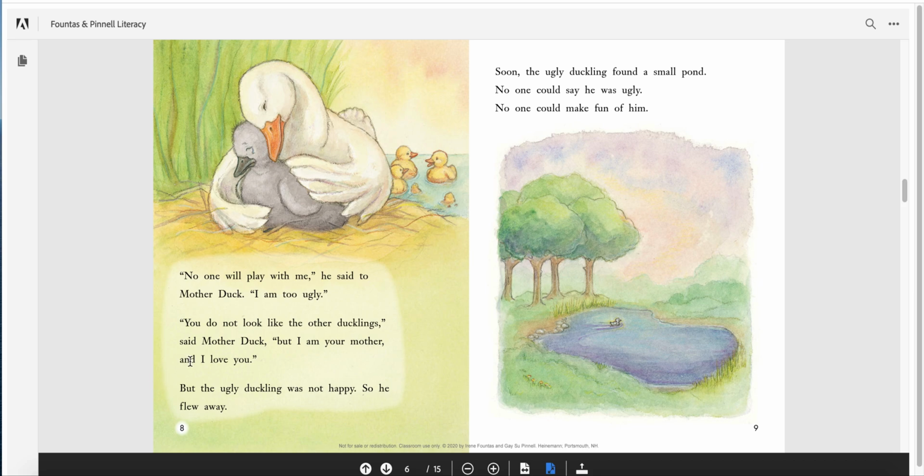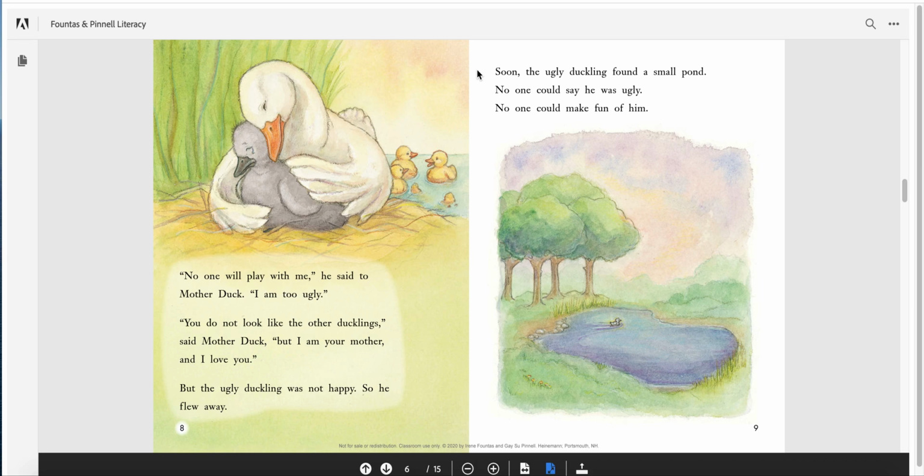I want to stop right here and point out that Mother Duck has said this sentence more than one time. That must mean that it's pretty important. "But I am your mother, and I love you." That is so important. Let me keep going.